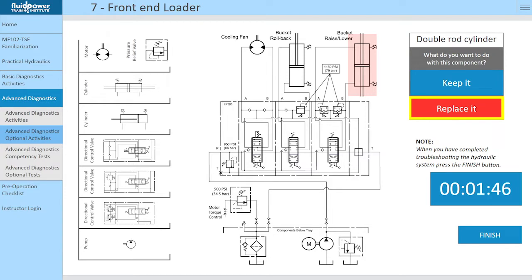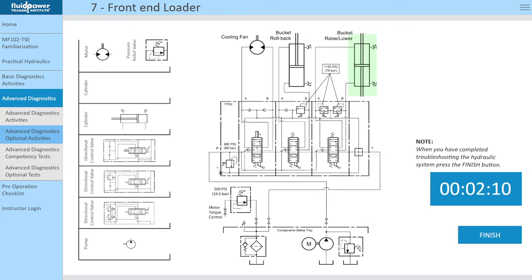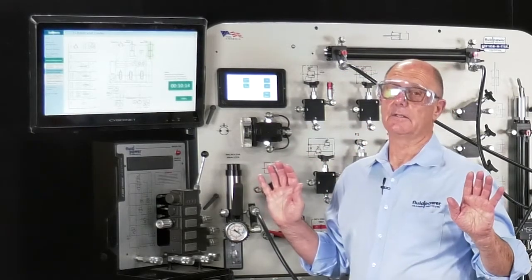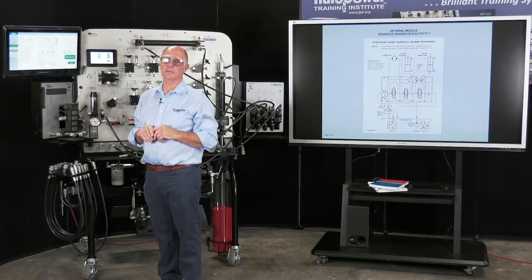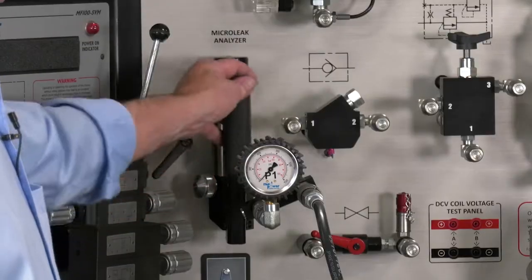Do you want to keep the cylinder or replace it? And then I'm asked again, because you don't want to make a mistake, do you want to replace it? Yes, I do. And so there you go, the cylinder's been replaced. Now, obviously, you can test it. Let's do that. Remember, I didn't go out of sight, but I did replace the cylinder, meaning that now it doesn't leak anymore. So let's do this. I'm going to test it.